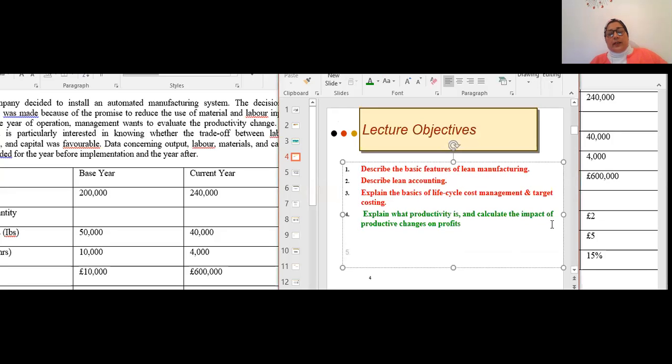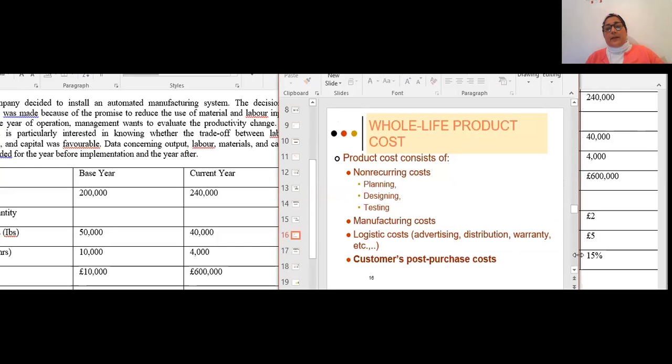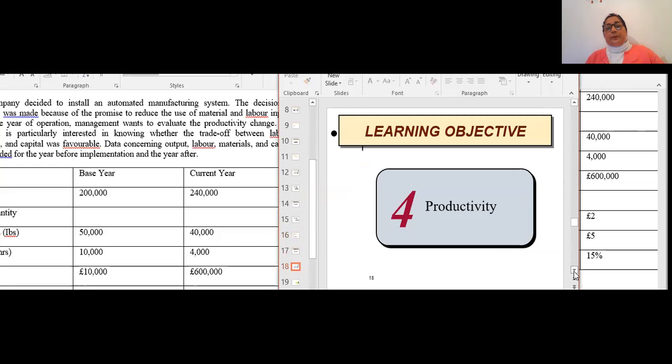Hello everyone. This is video number 3 on lean target costing and productivity. In this video, I will cover the last learning objectives, which relate to productivity: explain what productivity is, and calculate the impact of productivity change on profits. So I will move on to what productivity is, as usual.